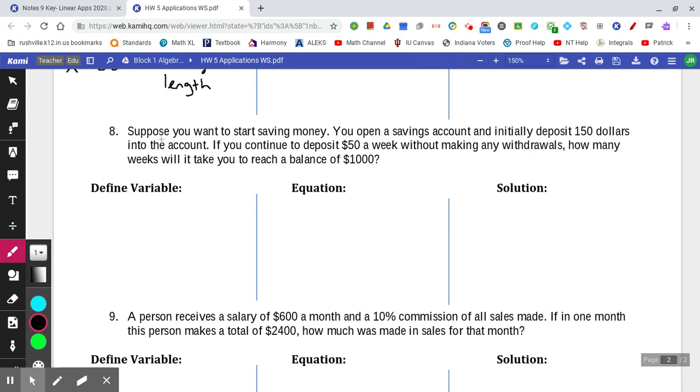The next example is a pretty typical example when it comes to solving equations. Money, working with money, something that we all will do in our lifetime. Whether you do it right now or if this is to come later, it's always a good idea to start saving money. So suppose you want to start saving money. You open a savings account and initially deposit $150 into the account. If you continue to deposit $50 a week without making any withdrawals, how many weeks will it take you to reach a balance of $1,000?